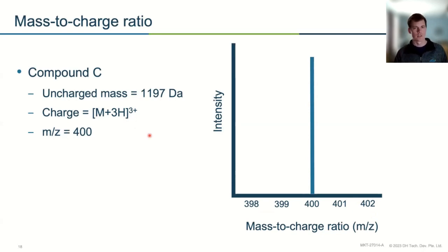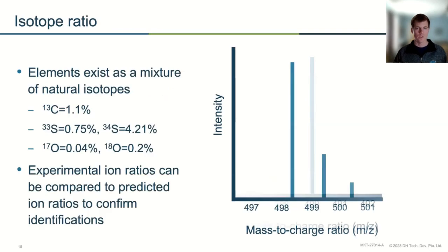Hopefully that makes sense and doesn't confuse too much, but it is important to know that in a mass spec, we are not just measuring mass. We're not just measuring Daltons or AMUs. We are measuring the mass to charge ratio. The other ratio you will see a lot is the isotope ratio.